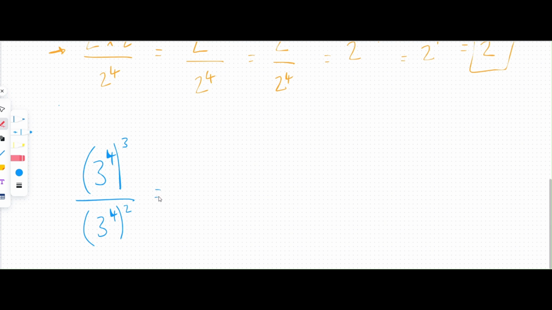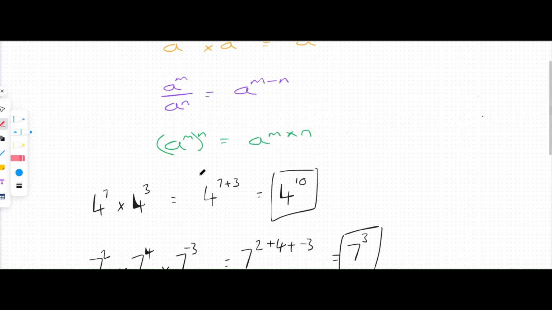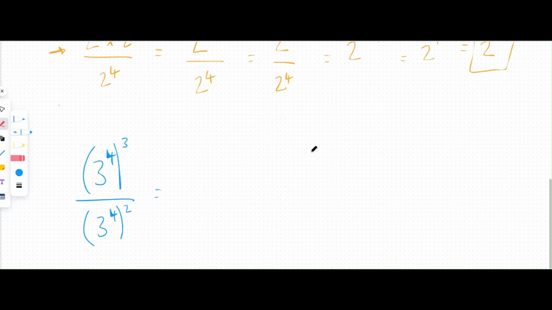Right, so now I've got powers outside brackets, so I'm going to use this one here. I'm going to multiply the indices. So I've got 3, and there's a 4 and a 3 there, so I'm going to do 4 times 3. That gives me a number in a bit, and then we've got 4 and 2 down here. So I'm going to go 3, and I'm going to do 4 times 2. So 4 times 3 is 12, and then 4 times 2 is 8.